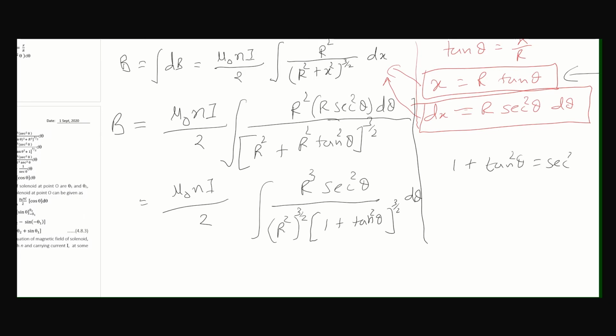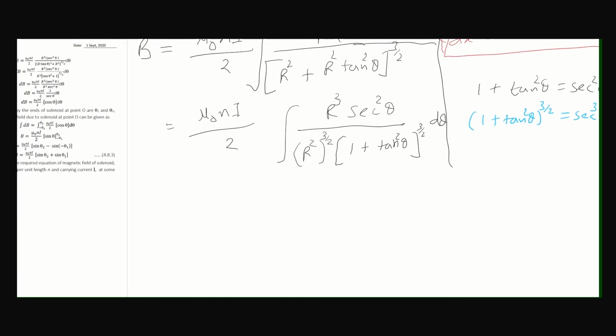It is sec square theta. Okay, and so if you have 1 plus tan square theta raised to 3 by 2, it will give you sec cube theta. So now we have B is equal to mu 0 n I by 2 integration r cube sec square theta upon r cube. r square raised to 3 by 2 will give me r cube, and the bracket is now sec cube theta, as explained here.